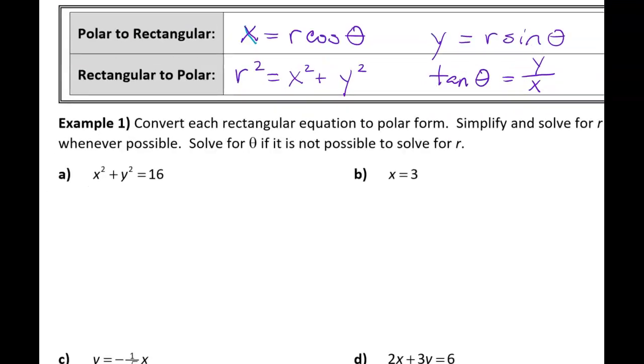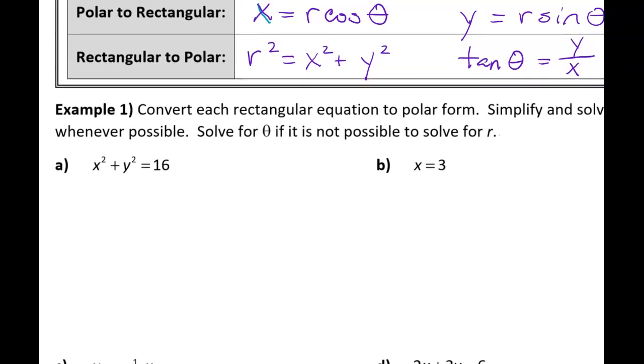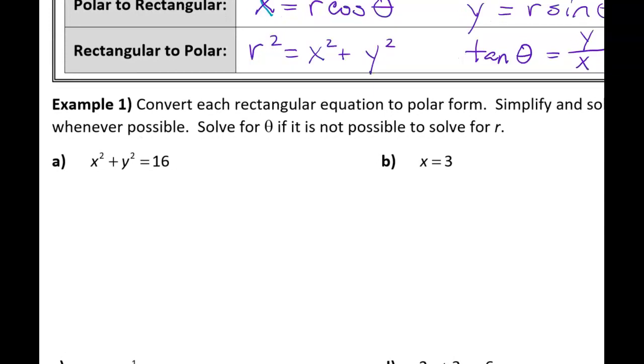In example 1a, we have the equation x squared plus y squared is equal to 16. And we can make a direct substitution here of x squared plus y squared and replace it with r squared. R squared is equal to 16. Now we're going to want to solve for r whenever possible. And if it's not possible, then we'll solve for theta. In this one, we can solve for r.